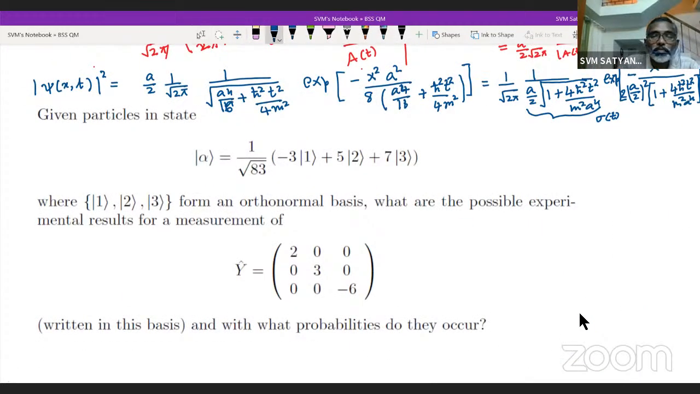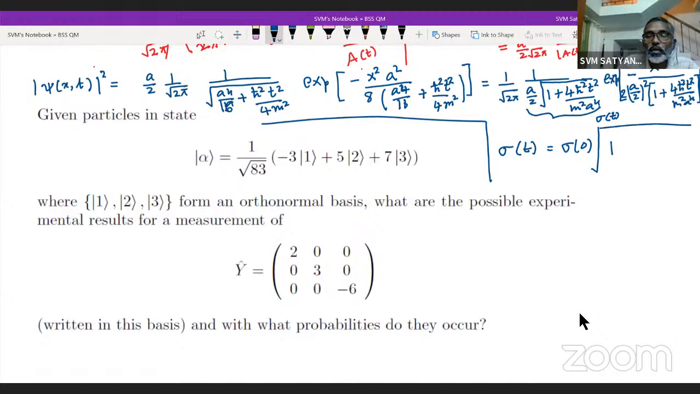Okay, so this comes to the next problem, but let's just write this expression. Sigma of t is equal to sigma of 0. What is sigma of 0? a by 2. Sigma of 0 into square root of 1 plus 4 h bar square t square divided by m square a to the power 4. So this is our sigma of t. And you can see that sigma of t will increase as time increases.